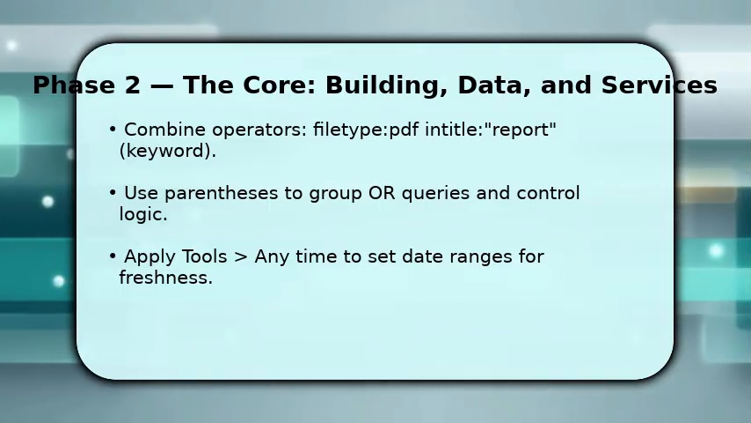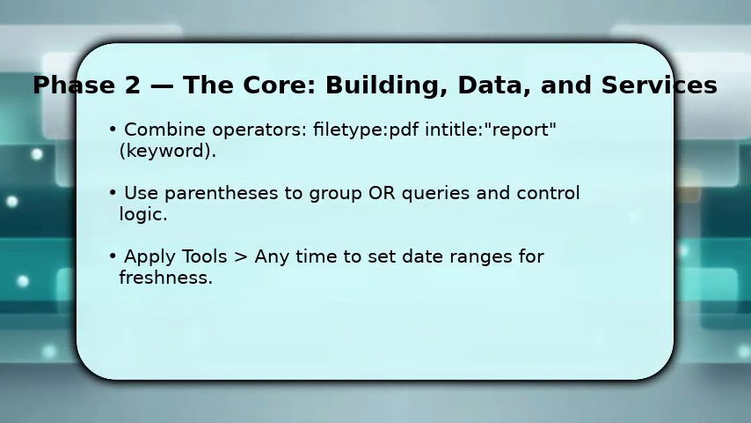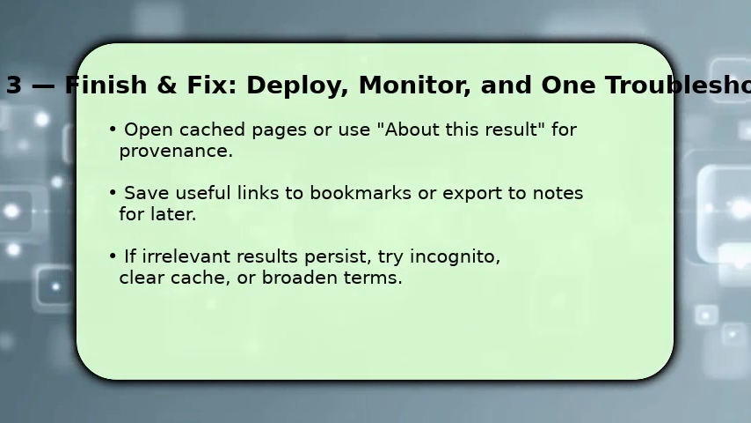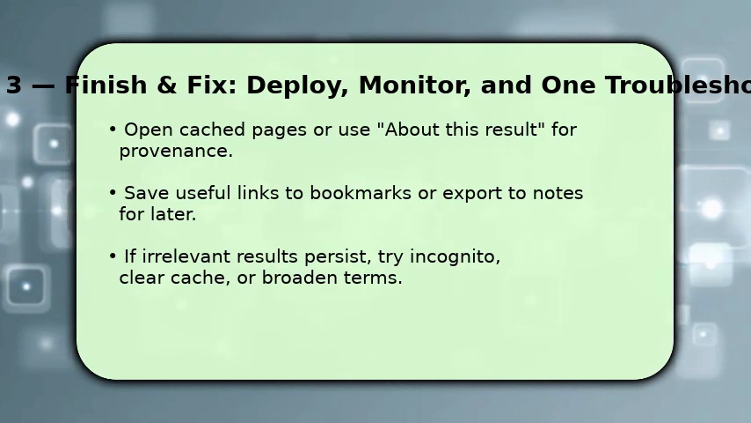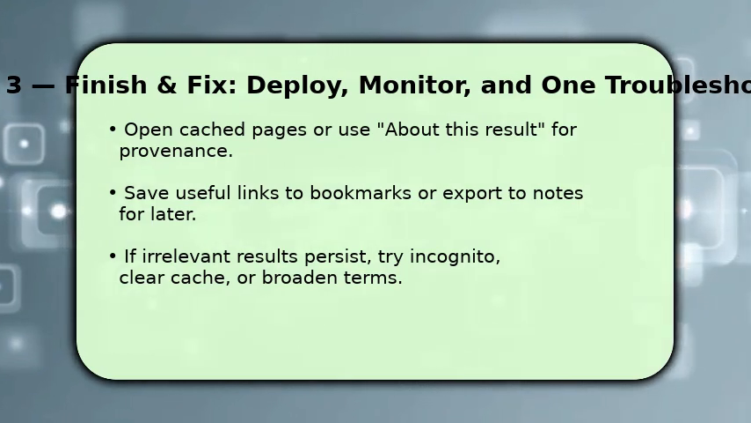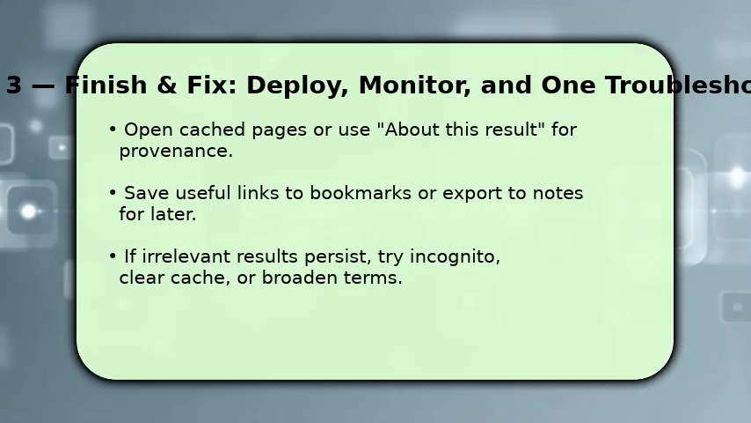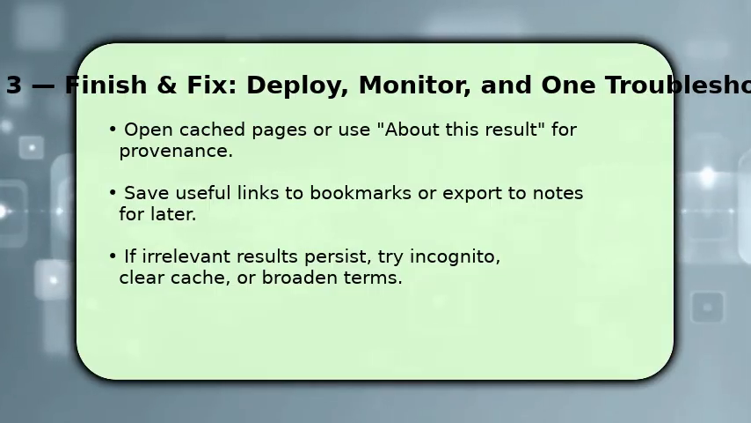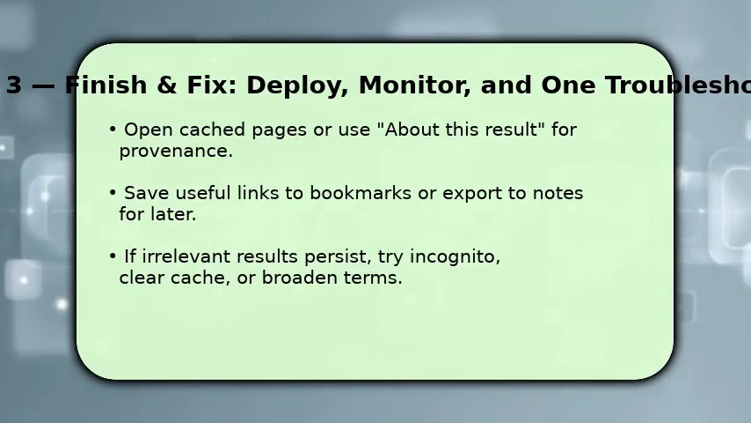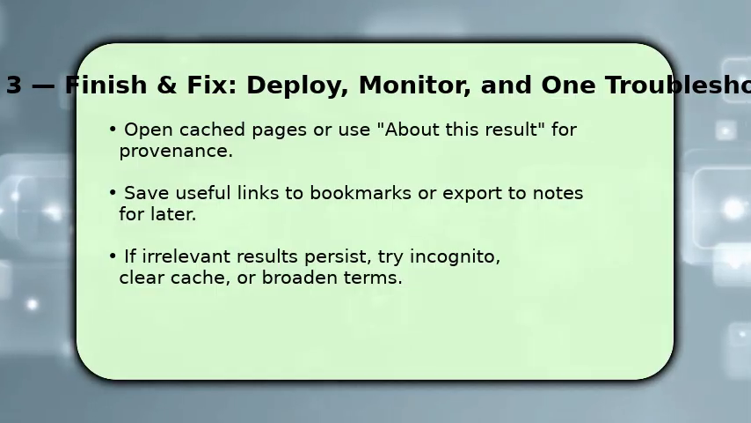You finish by verifying and saving. Check cached pages or the About This Result summary to confirm source quality, because not every high-ranking page is accurate. Save best links to bookmarks or copy them into a notes app for later reference. If you need to repeat this workflow, use search history to retrace steps.